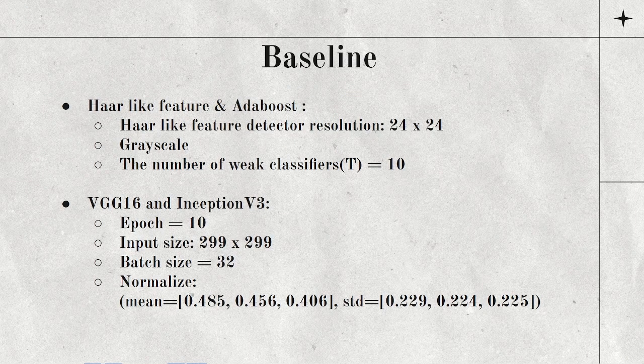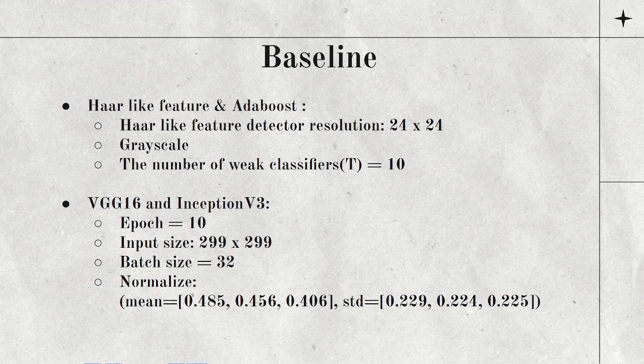Different from homework 1, our highlight feature detector resolution is 24 by 24. The input image is transformed to grayscale and the number of weak classifiers, which is T in the code, is 10. This is the same as in homework 1.